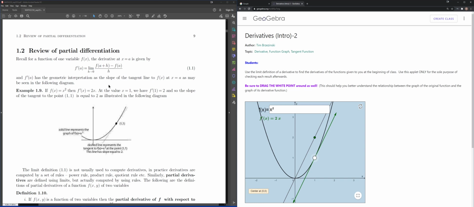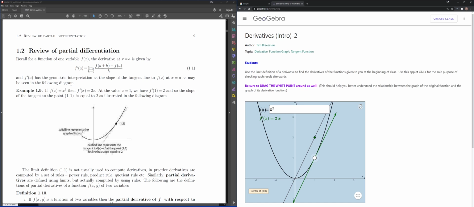Alright, so what we want to do now is review partial differentiation. Before we start reviewing partial differentiation, let me go over just normal differentiation, ordinary differentiation, which is differentiation of a function of a single variable. They're all the same thing. So ordinary differentiation and differentiation of a single variable, and here the single variable is x, refer to the same thing.